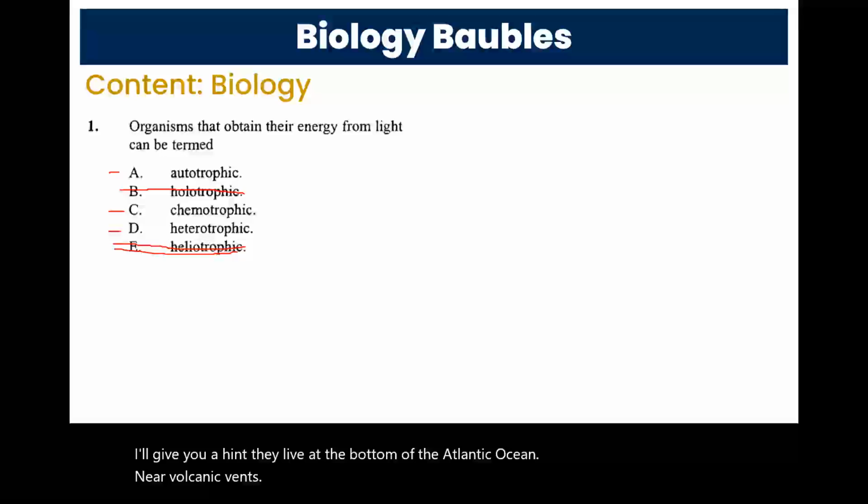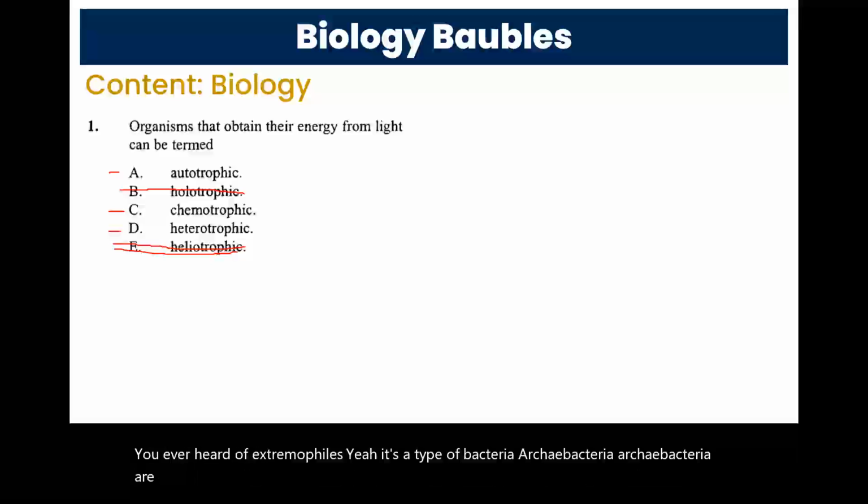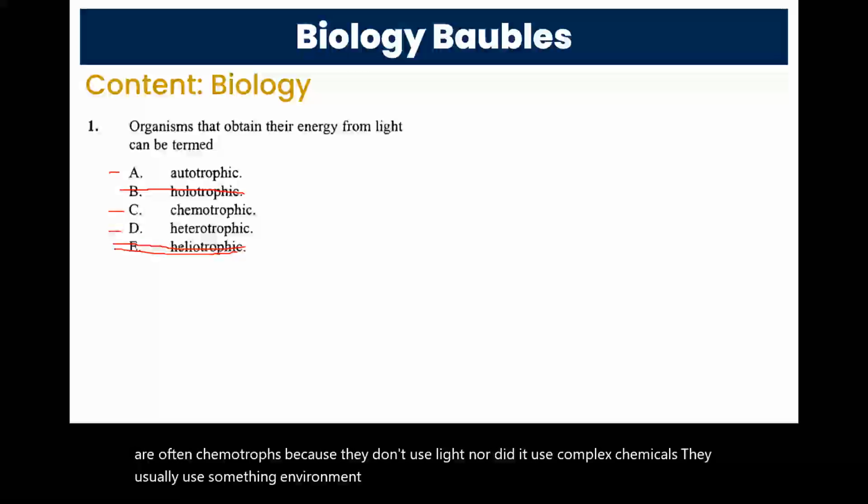We don't know that one? You ever heard of extremophiles? Yeah, it's a type of bacteria, archaebacteria. Archaebacteria are often chemotrophs because they don't use light, nor do they use complex chemicals. They usually use something in the environment like sulfur. And yeah, archaebacteria like that. So they often use sulfur in the environment to survive.